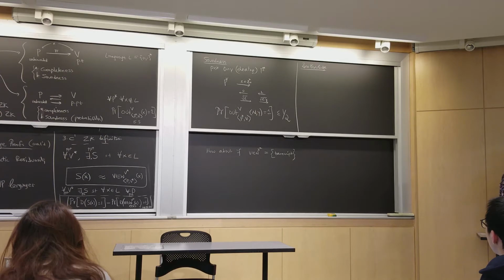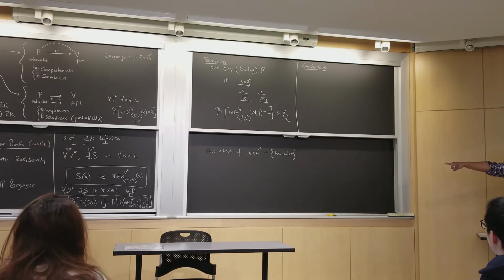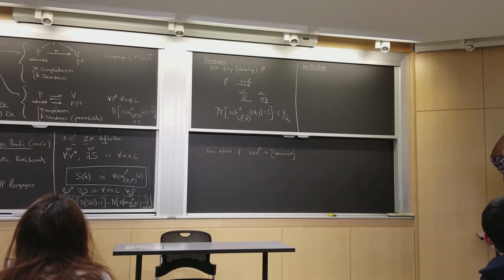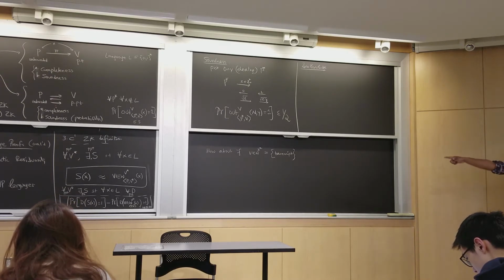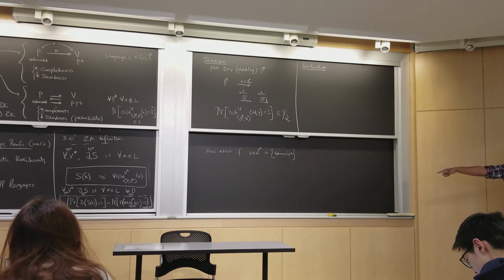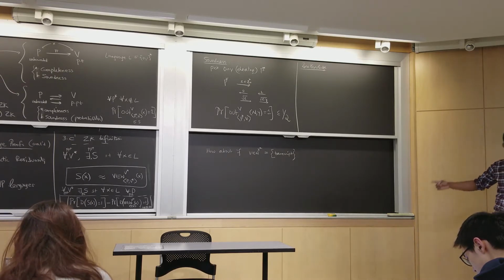In the sense, you can come up with protocols that satisfy the zero knowledge definition, but they're clearly not zero knowledge. They clearly reveal information to the verifier. Okay, that's why this is not a good definition. Can we think of why that is the case?